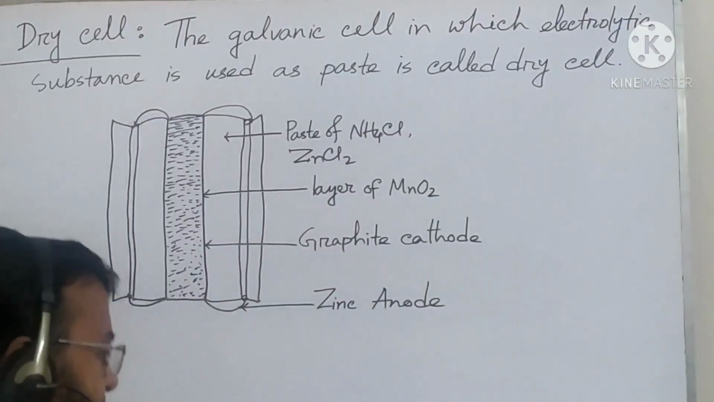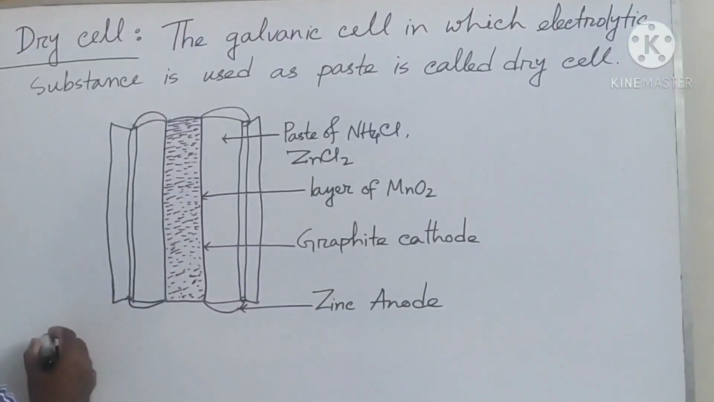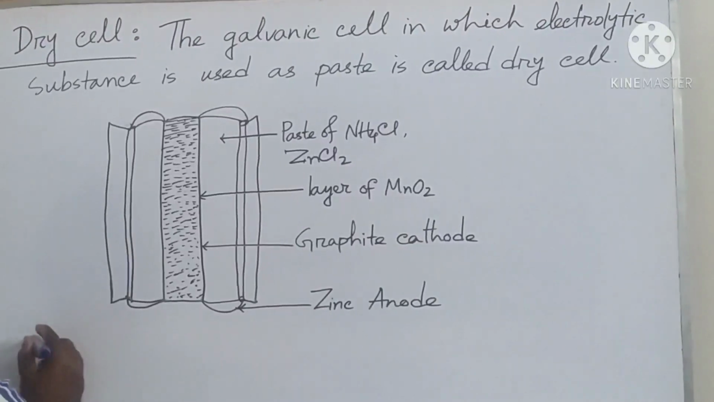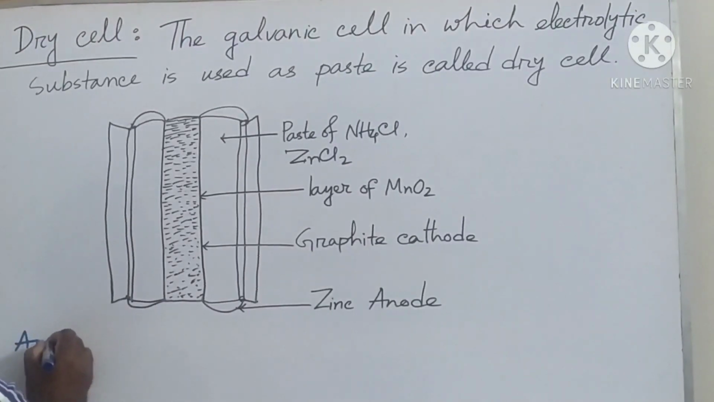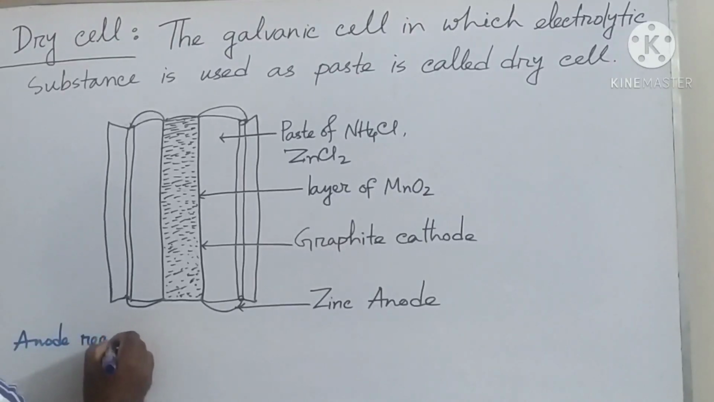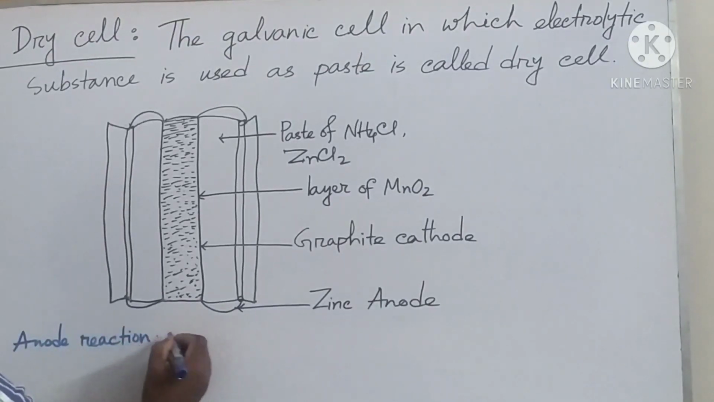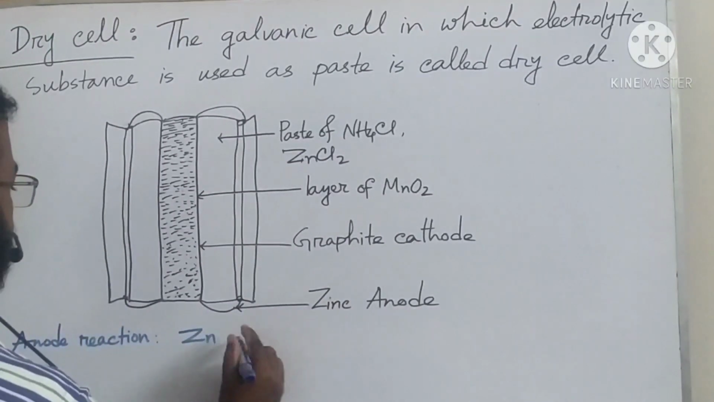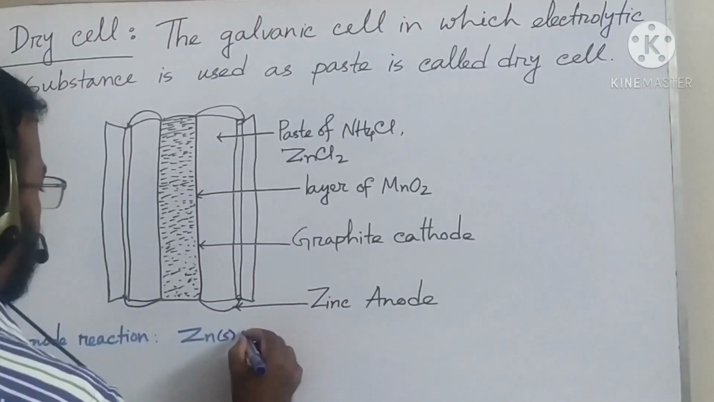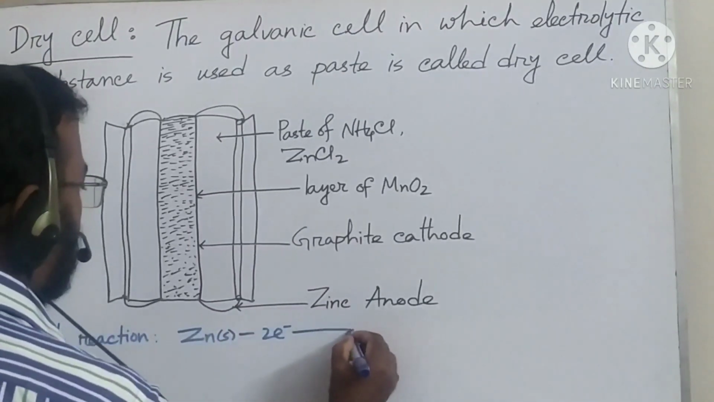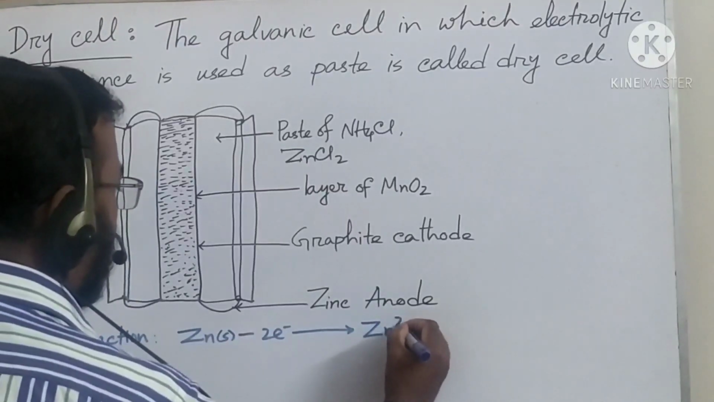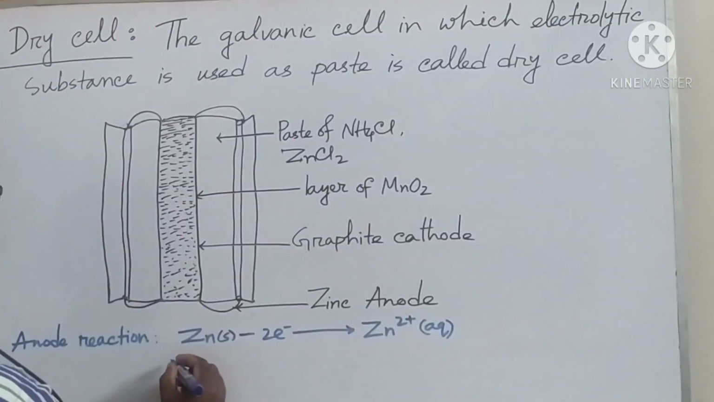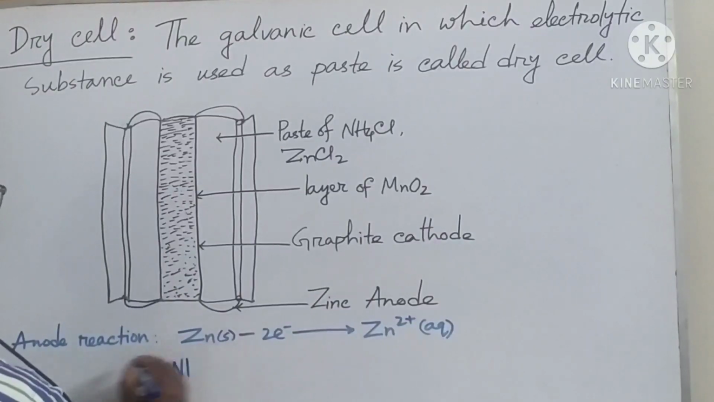First of all, anode reaction. We have seen that zinc, it is solid, donates 2 electrons to form zinc 2 plus ion. Then cathode reaction.